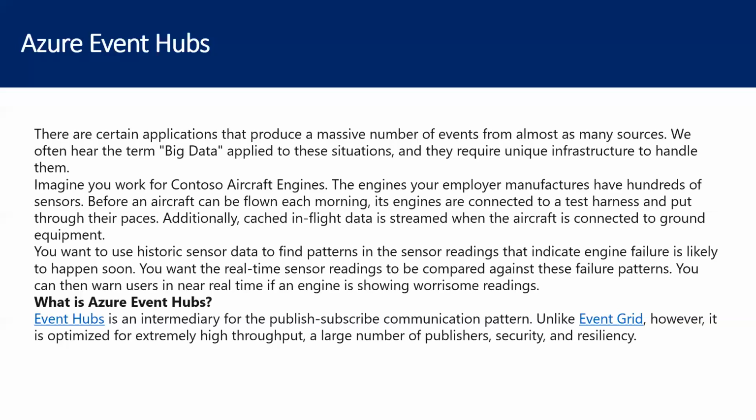I think this is the main difference. Only at big data level Event Hub is used, but the main difference is Event Hub will not be able to send any response back to the sender, whereas Event Grid can send the response back to the sender.